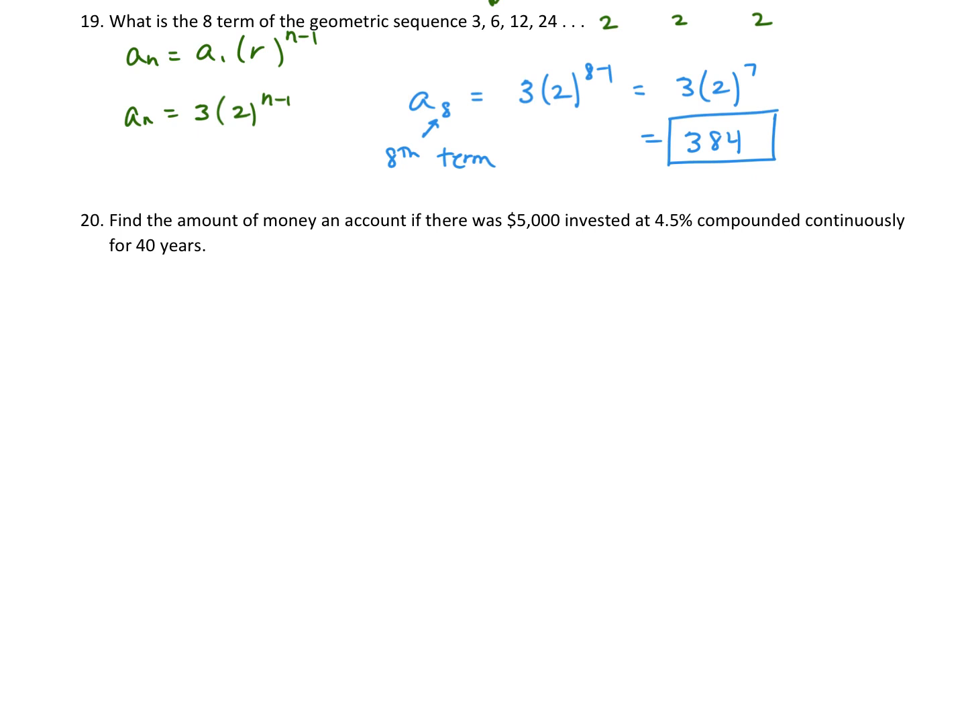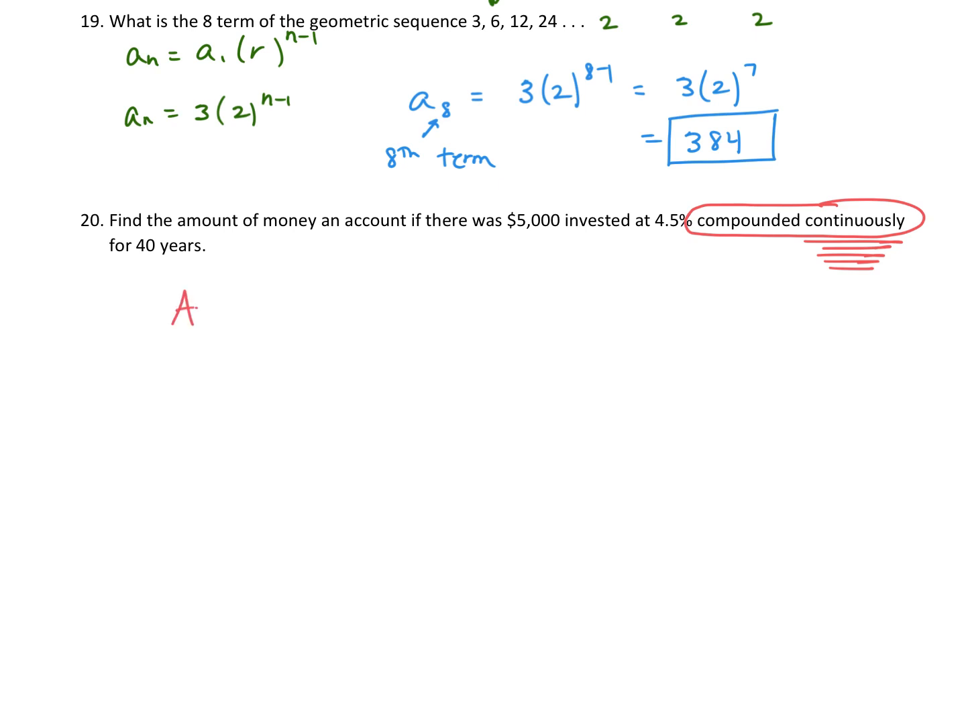All right, number 20. Find the amount of money in an account if there was $5,000 invested at 4.5% compounded continuously for 40 years. So I want you guys to circle compounded continuously and underline the word continuously. We have two compound interest formulas. One of them is when we're compounding a certain number of times in a year. The other one is when you're compounding continuously.